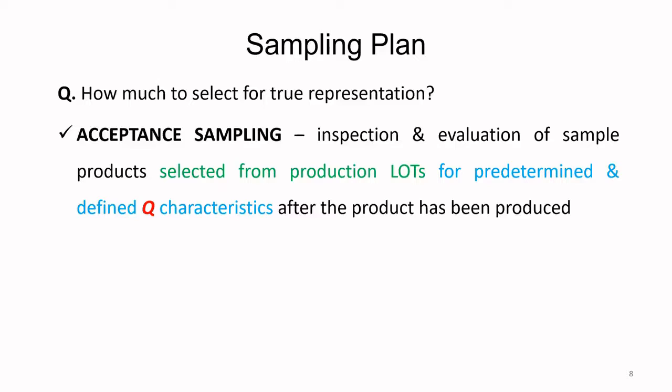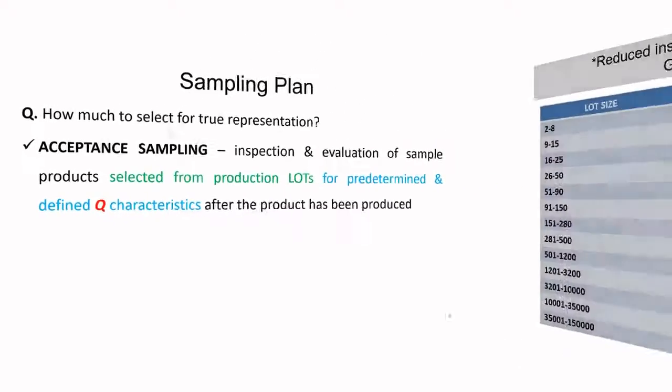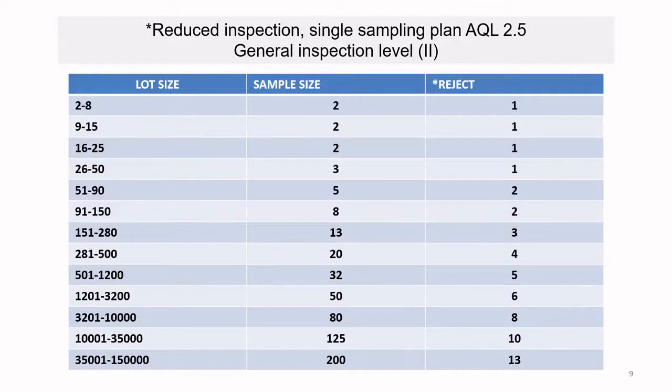Let's say the production lot is 500 pieces. So from those 500 pieces, how many pieces will be taken out for inspection and what will be inspected? What will be checked? So inspection and evaluation of sample products selected from the production lot. Now this is your acceptance sampling, where we can accept or reject the shipment. Now in this slide, this is one portion of the table.